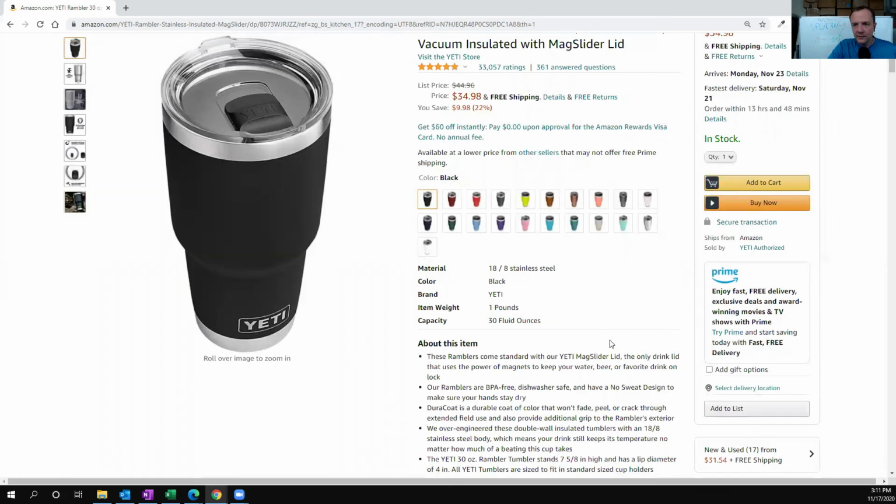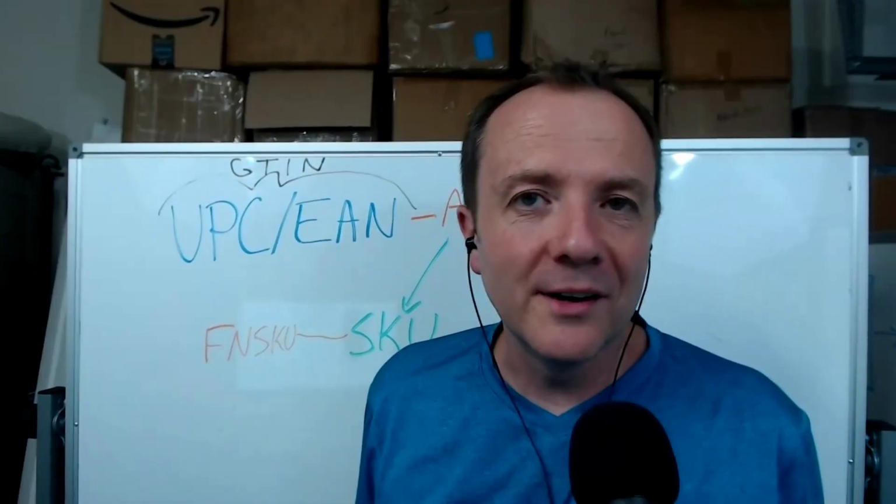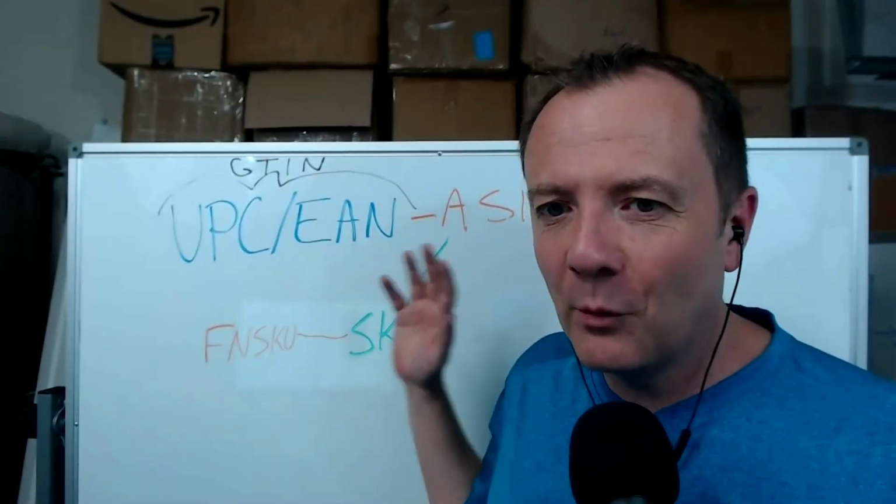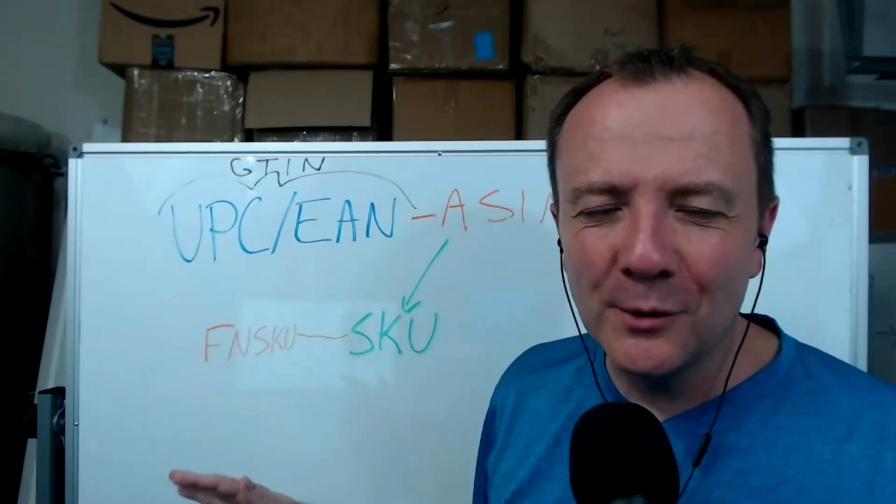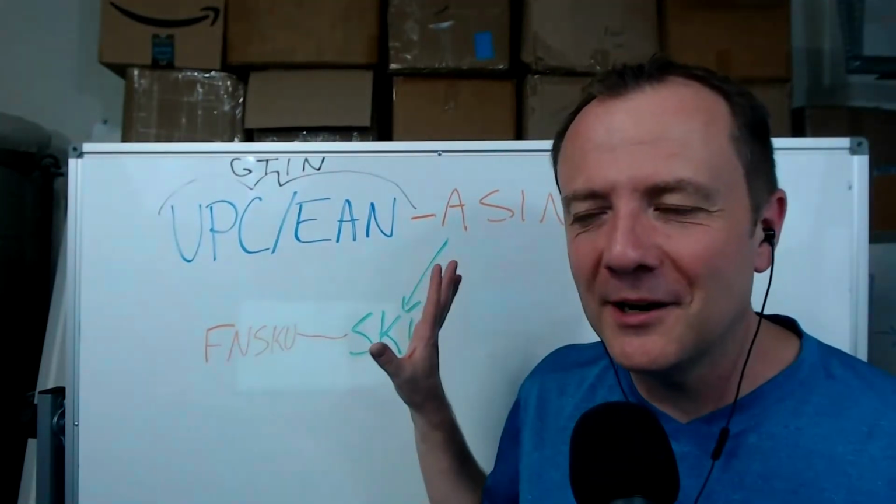So hopefully that helps clear up some of the misunderstandings I had along the way with selling on Amazon, and what all these different numbers mean and how they flow. It took me a while to kind of get it. So hopefully that helps you.